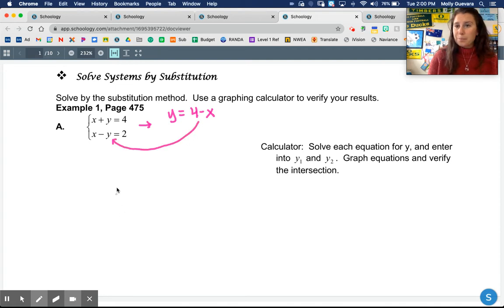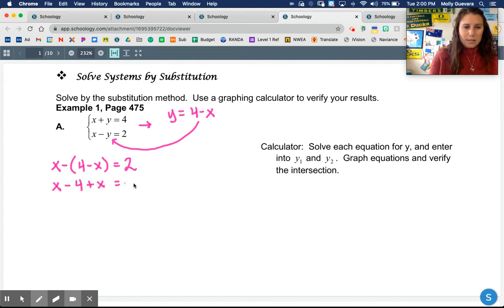So now that I know what that is, I can take that and plug it in right there. That gets me x minus (4 minus x) equals 2. So I rewrote equation 2, just replacing y with what y equals. This gives me x minus 4 plus x equals 2. I'm going to add the 4 to the other side and combine the x's, so I get 2x equals 6. So x equals 3.